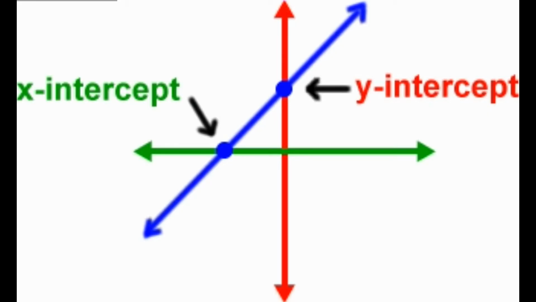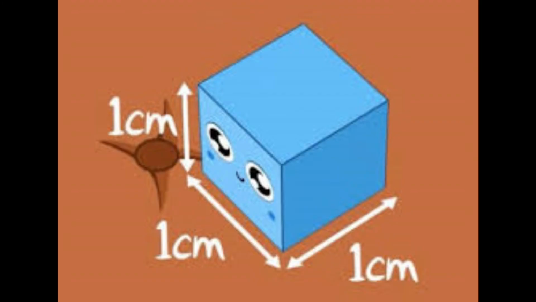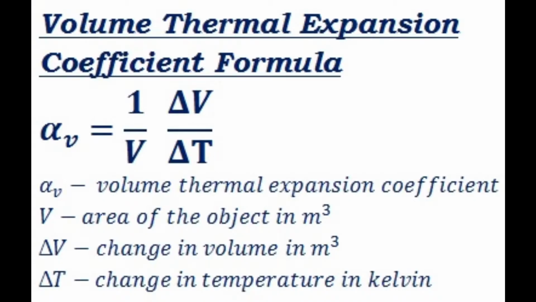Next, we need to know what temperature is. Temperature is a degree of heat in an object. Next is volume. Volume is the amount of space that a substance or object occupies. After that is the coefficient of thermal expansion. The coefficient of thermal expansion is a material property that indicates how much an object expands for a certain temperature change.